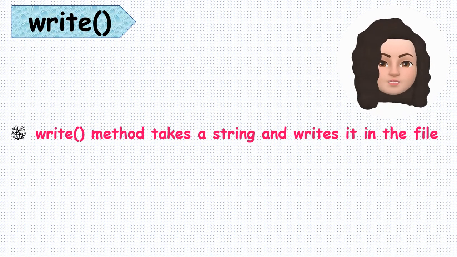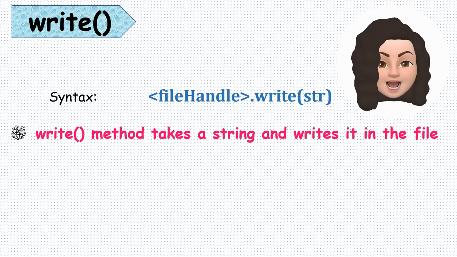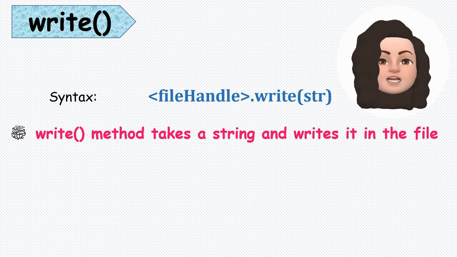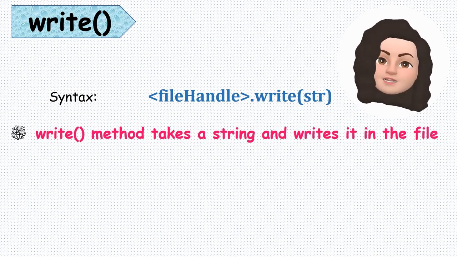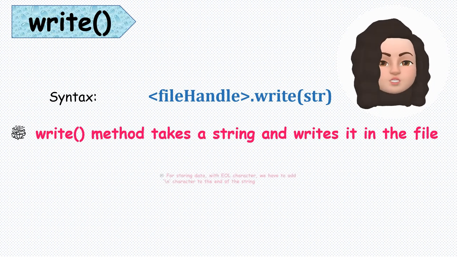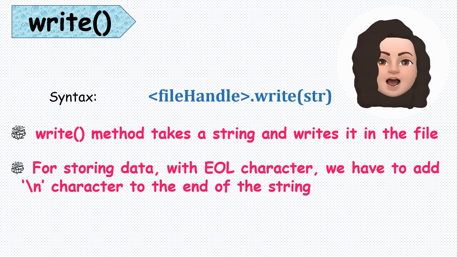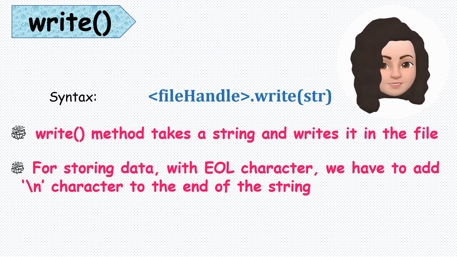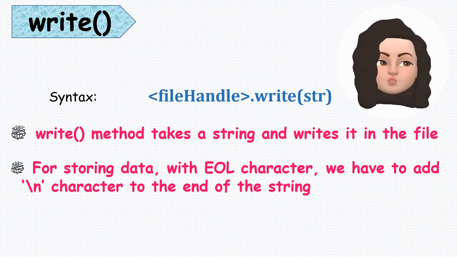The write function will accept a string and then write that string into the text file. The syntax is the name of the file object dot write, within parentheses, the string. Python will not include the end of line character automatically. Suppose you want to write something line by line, you have to include the end of line character, which is \n. You have to add \n at the end of the string.